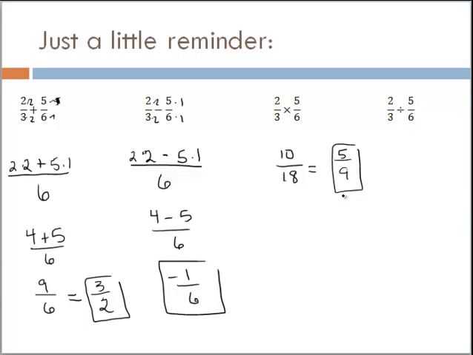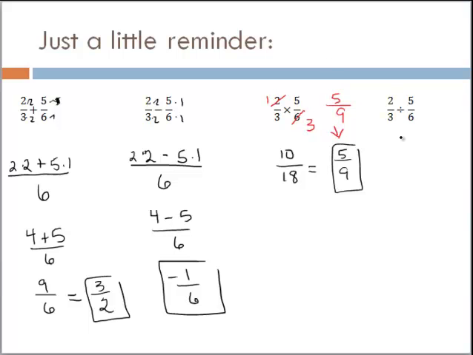Now what if you wanted to reduce it before you multiplied? You can see here we have a 2 and here we have a 6. You can reduce those. 2 will go into 2 once, and 2 will go into 6 3 times. 1 times 5 is 5, and 3 times 3 is 9. So you still get the same answer, you just reduce it before you start the problem.